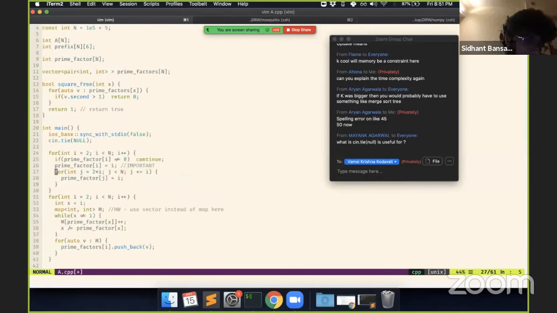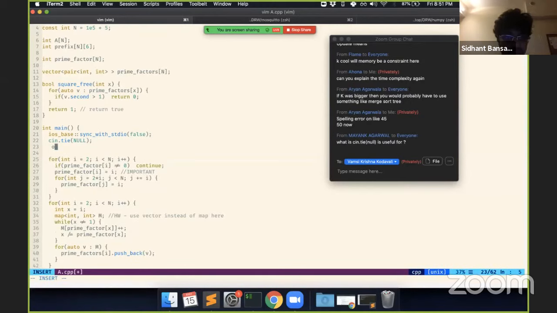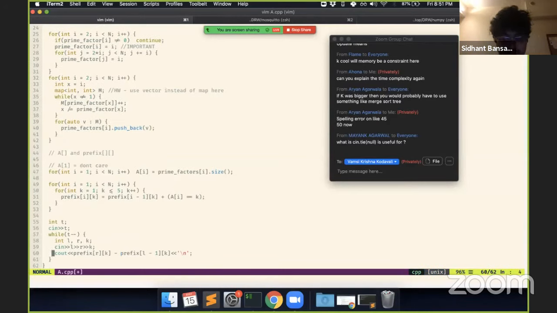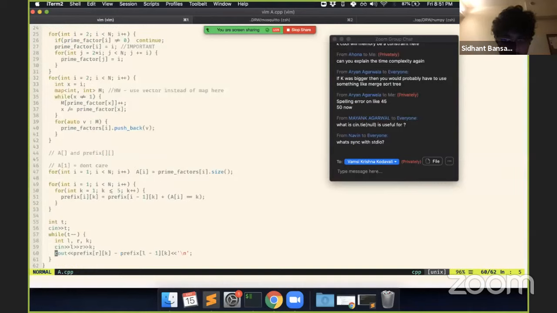Okay, Mayank, I won't go through it. It's just fast input output. I know what the meaning of sync with stdio is, but I don't really know the meaning of cin.tie. But I know that this thing is required to make it as fast as scanf and printf. You can even add cout.tie, which makes the cout slightly faster. I think this code should work right out of the box.